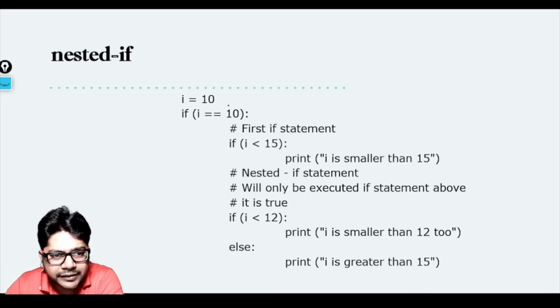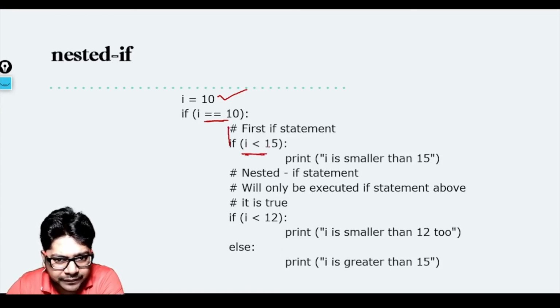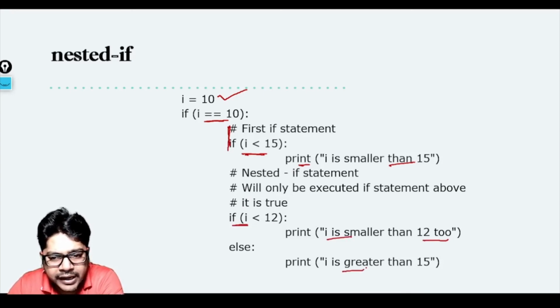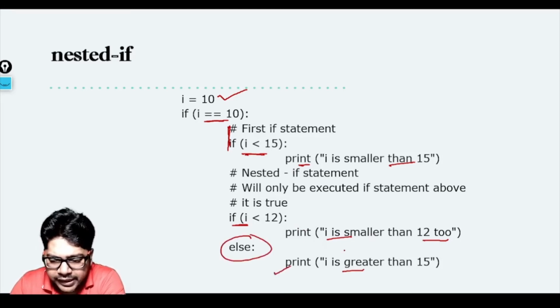So look at one of the examples that we have taken. We have taken the value of i equal to 10, and we are checking if i equal to 10. Inside that we have another one: if i less than 15, then we are printing i is smaller than 15. Okay, so this is a nested if, though it doesn't make much sense, right? This example is just for showing it to you. But again, you can see that there is one if inside another if, and again we have another condition we are checking. If i less than 12, print i is smaller than 12, or i is greater than 15. In the else case, we are getting i is greater than 15. Okay, so this is an example of nested if.